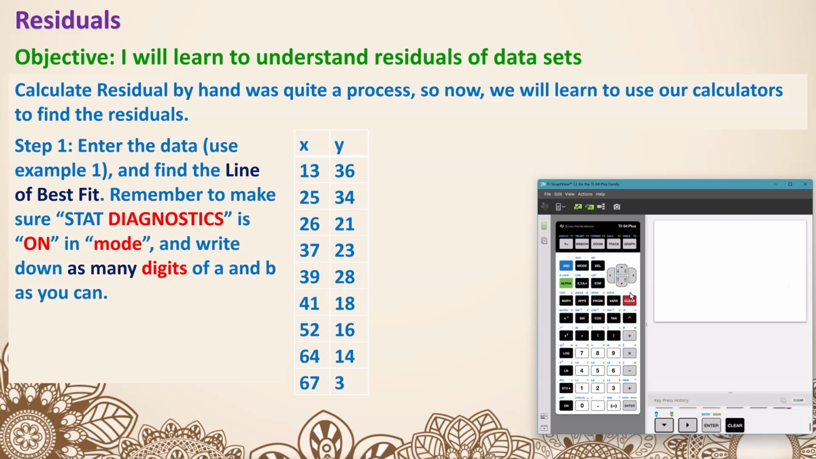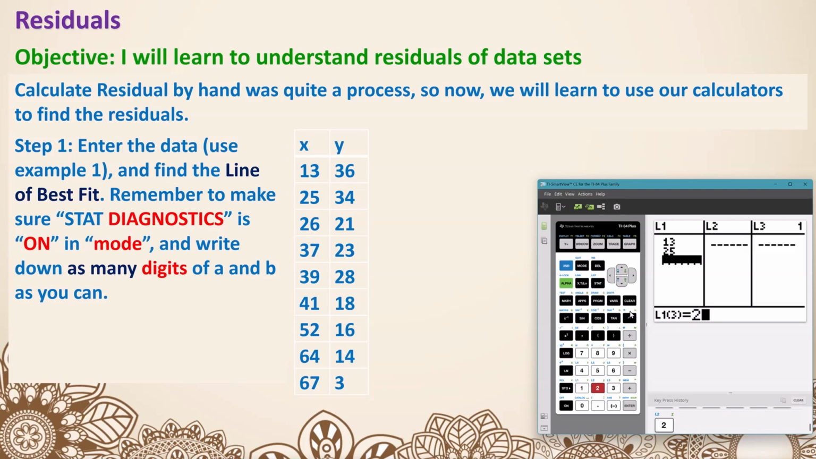Clear. Now let's start getting the data into the calculator. Stat, edit, and the numbers I need. Let's start typing 13, 25, 26, 37, 39, 41, 52, 64, and 67. There you go. Second column: 36, 34, 21, 23, 28, 18, 16, 14, and 3. There you go. 10 numbers in each column. And we do need to find the line of best fit.